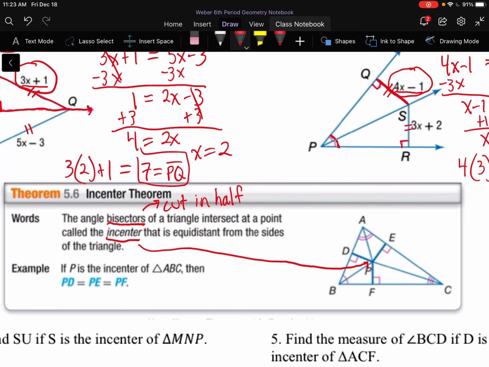For example, if P is the incenter, like I just said, then PD will equal PE will equal PF. So this distance will be 5. For example, this distance will be 5. And this distance will be 5. All of these segments will be congruent, so I'll mark them with 1 tick mark. That's the incenter theorem.